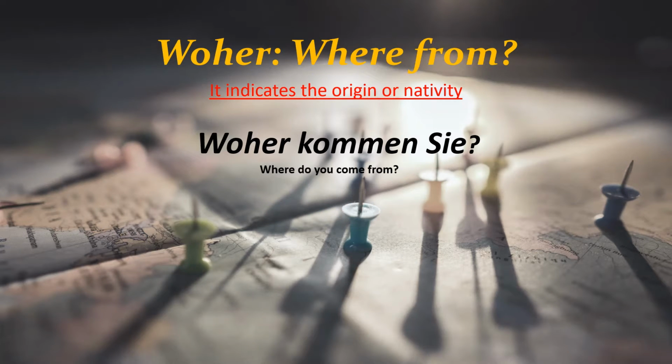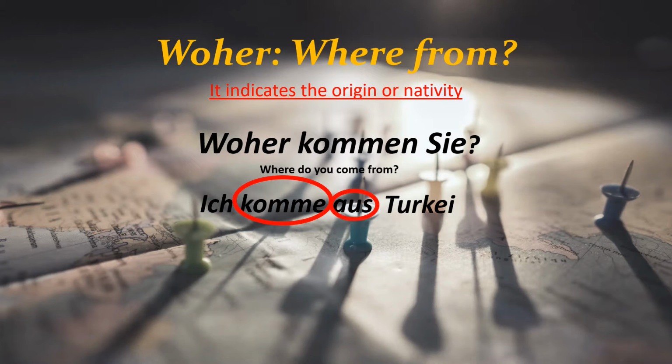In reply, you may answer Ich komme aus and your country name. For example, Ich komme aus Türkei. I come from Turkey. The verb kommen always associates with the preposition aus. We cannot use any other preposition in its place. In German, many verbs have certain fixed prepositions which associate with them in a particular context. We shall learn about such Verben mit Präpositionen in later videos.